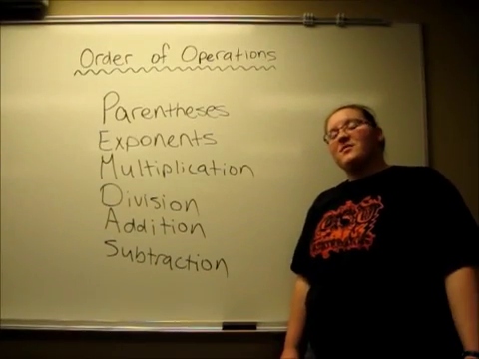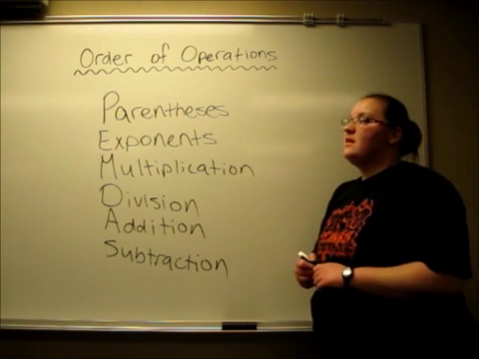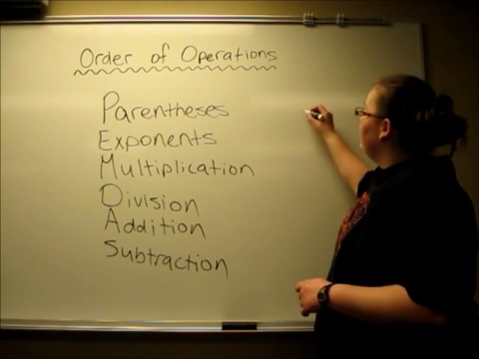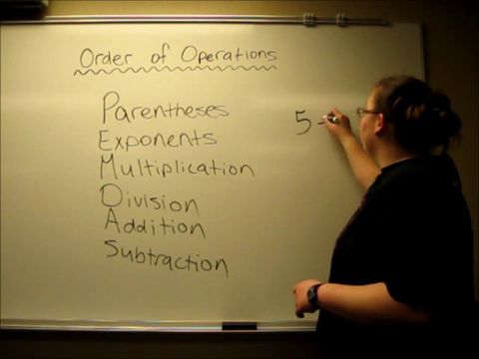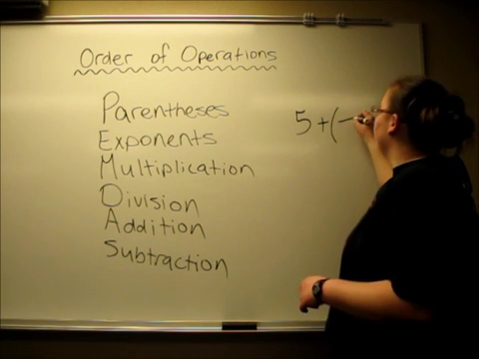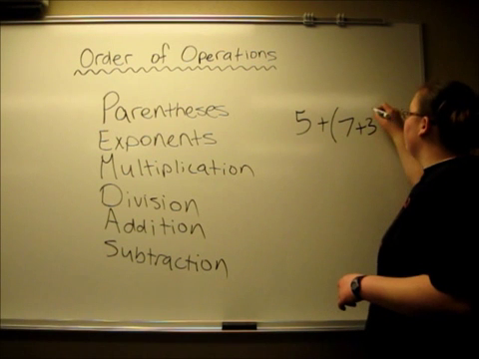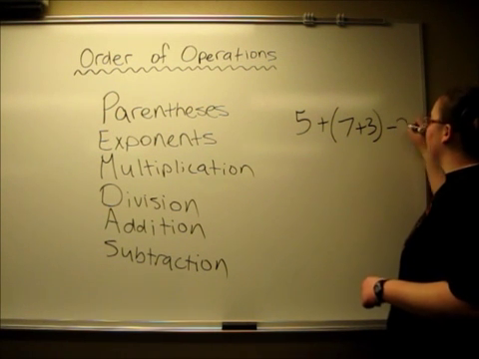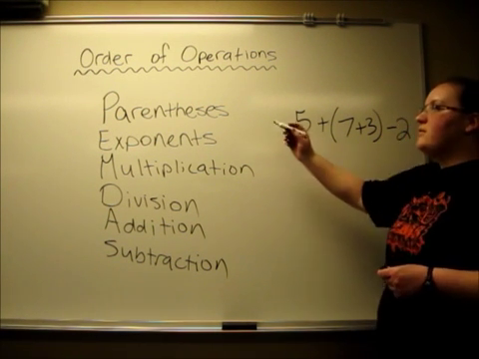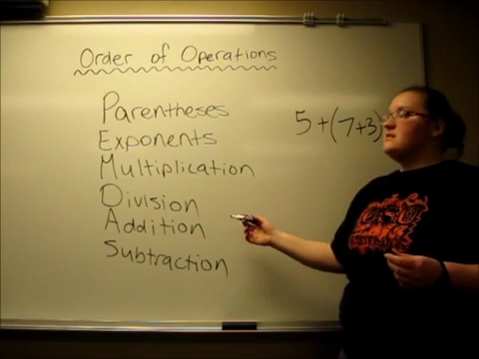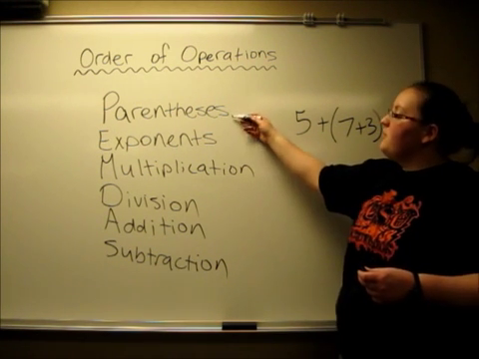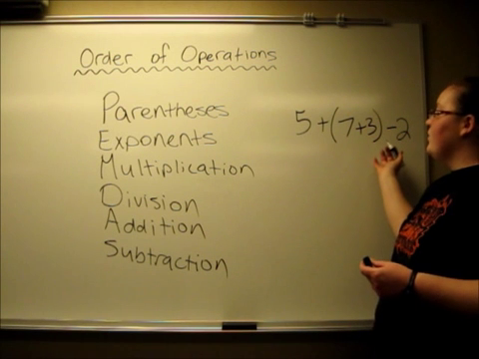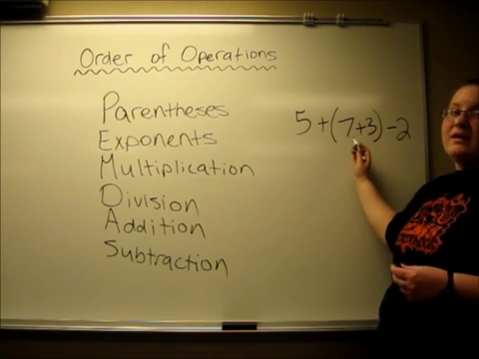Okay, so now we're going to do some examples using the order of operations. So our first problem is 5 plus parentheses 7 plus 3 in parentheses minus 2. So first we need to go down our order of operations list and see what we have. First we look for parentheses, and in our problem we have parentheses. So we work that first.